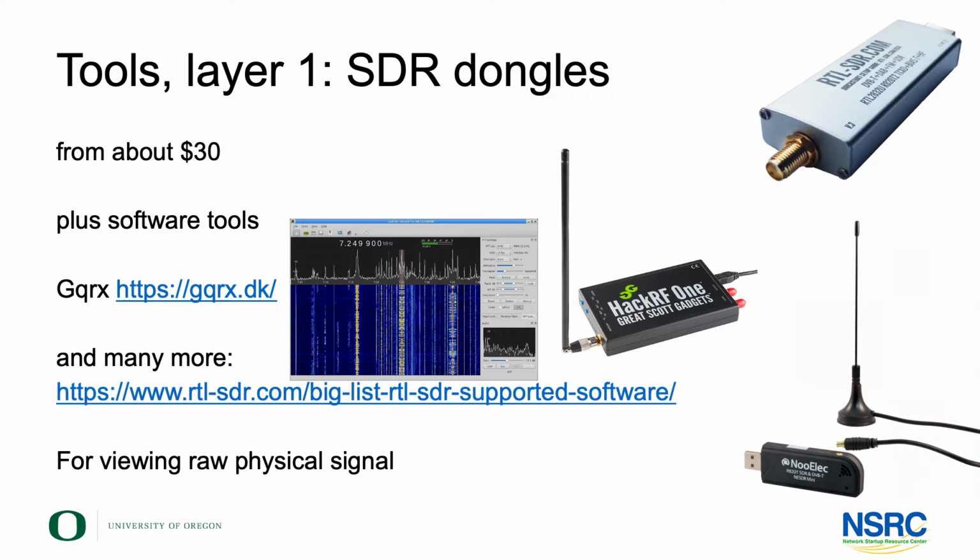Many of these are inexpensive, starting at around $30, and there's a lot of free software for them, including a great tool called GQRX, an open source free software tool for reading SDRs. And as the little picture here shows, in its default configuration, you'll be getting a waterfall, a dynamic picture of activity in a certain frequency range. So this is the pure physical layer, layer 1.